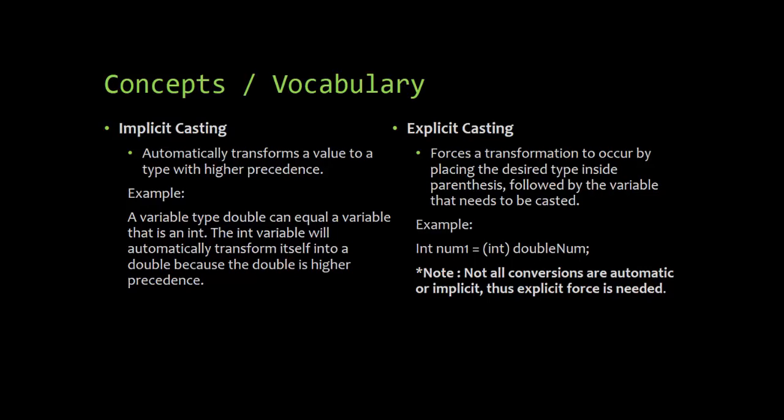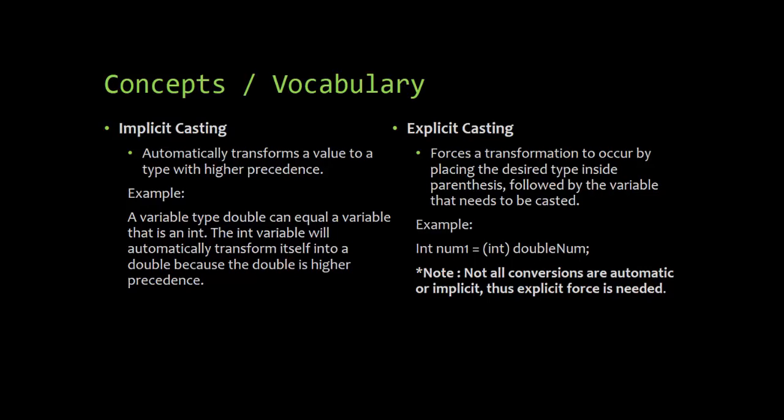An implicit conversion is when C# automatically transforms the value to the type with a higher precedence. This is done automatically by C# or Visual Studio, but the one syntax rule you have to follow is that the type you're working with has to have a higher precedence. For example, a double variable can equal an integer variable. The integer will automatically transform itself to a double because the double has a higher precedence.